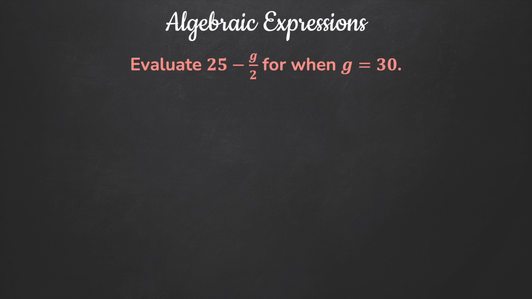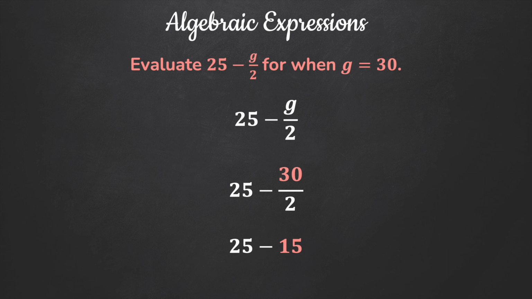In our next example, we have evaluate 25 minus g over 2 for when g is equal to 30. Here we have subtraction and division. And we're going to substitute g for 30 because it's given to us that g is equal to 30. According to order of operations, we do have to divide first before we subtract. So 30 divided by 2 is equal to 15, and 25 minus 15 is equal to 10.